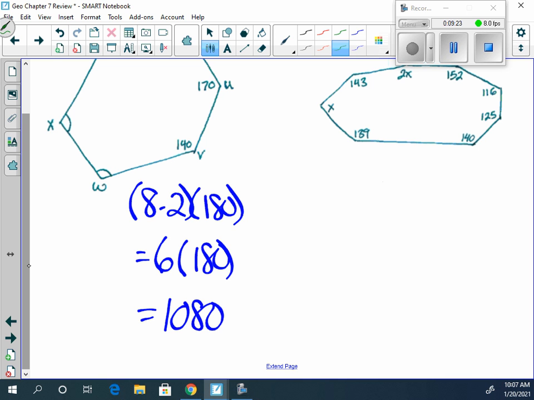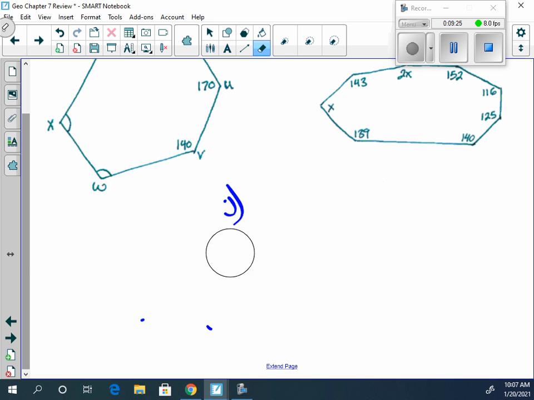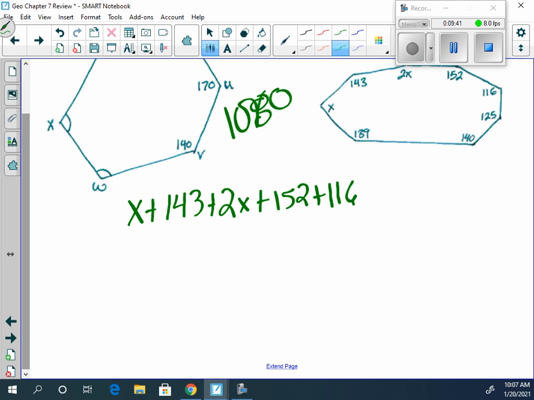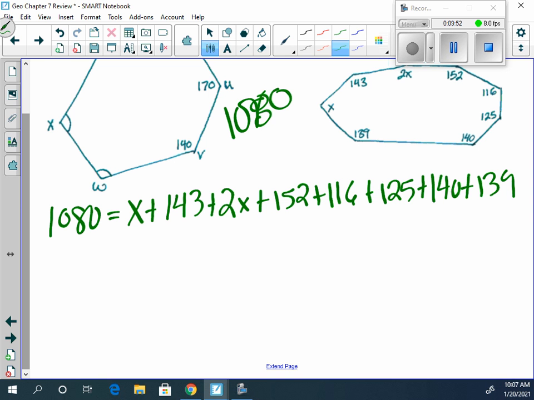And now that we have that, I'm going to erase this because I need space. Sum is 1080. We can add all of these up. So I could start off with x plus 143, plus 2x, plus 152, plus 116, plus 125, plus 140, plus 139. And again, I still ran out of space. And all this here is still equal to 1080 because that's the sum of the interior angles.